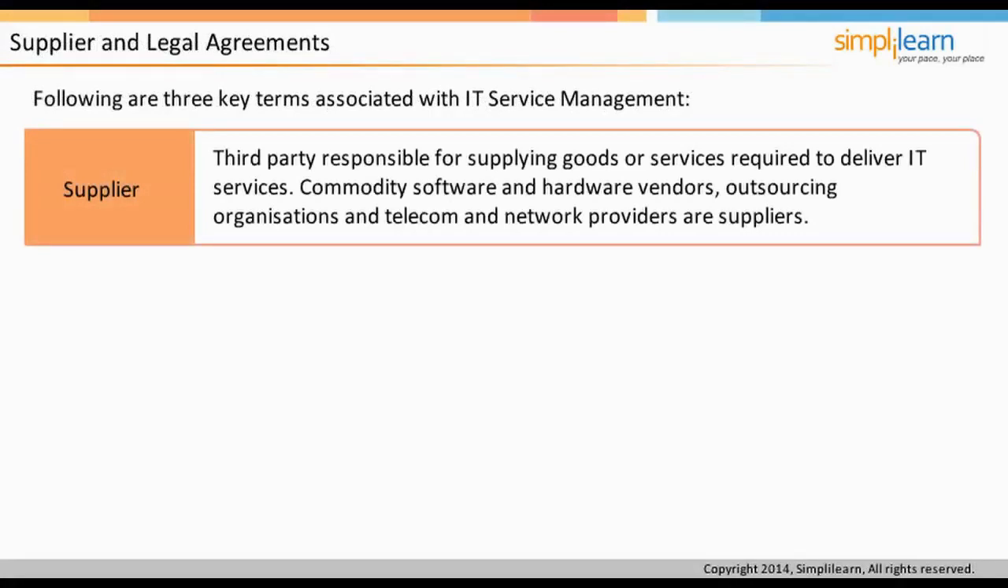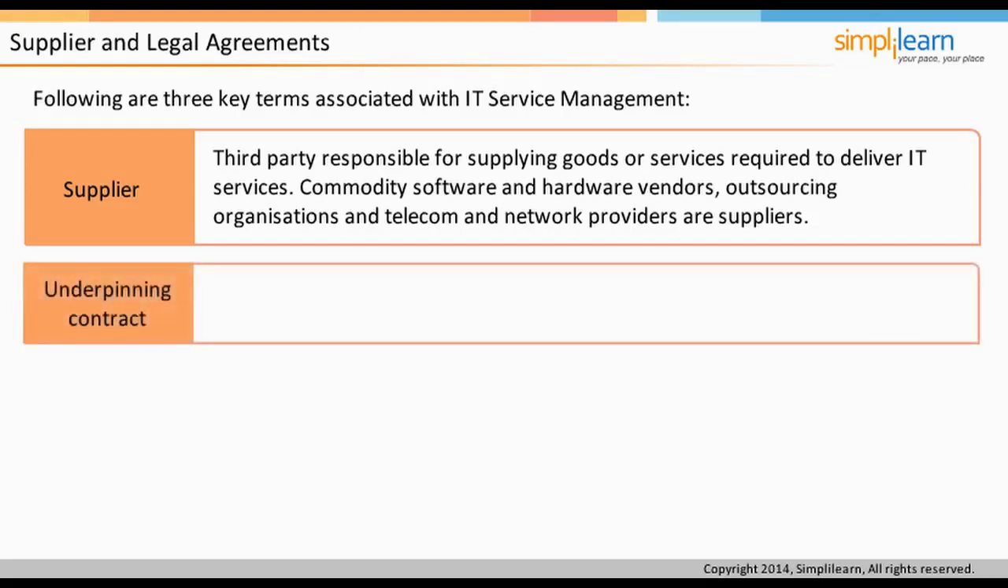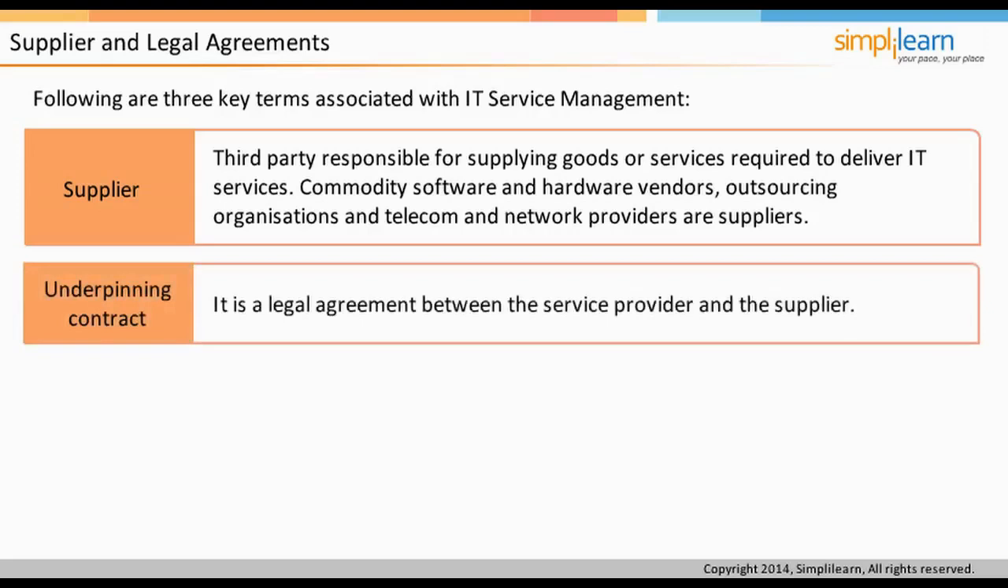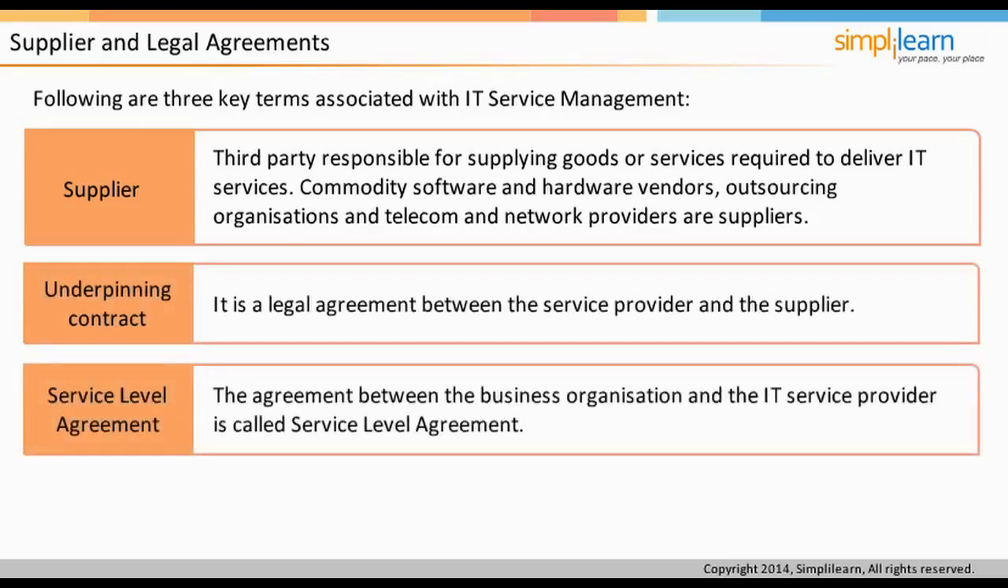ITIL defines the term supplier as a third party responsible for supplying goods or services that are required to deliver IT services. Commodity software and hardware vendors, outsourcing organizations, and telecom and network providers are suppliers. Now let us define an underpinning contract. An underpinning contract is a legal agreement between the service provider and the supplier. The agreement between the business organization and the IT service provider is called service level agreement. Now let us do a quick recall of the concepts related to roles in service management.